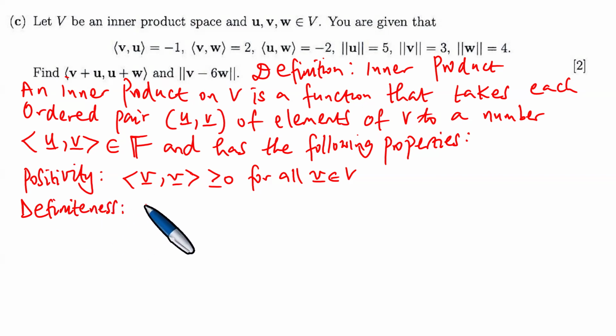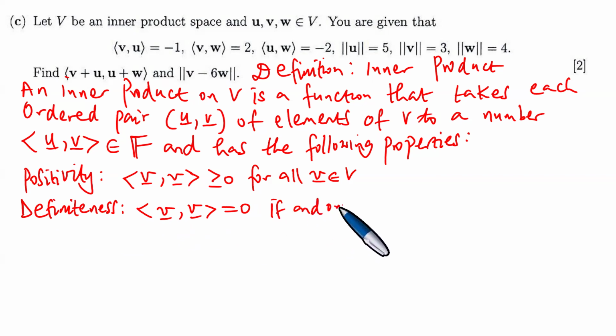Definiteness. The definiteness condition is that if you take the inner product of V with itself, when is the inner product 0? The inner product is 0 if and only if V is the zero vector.